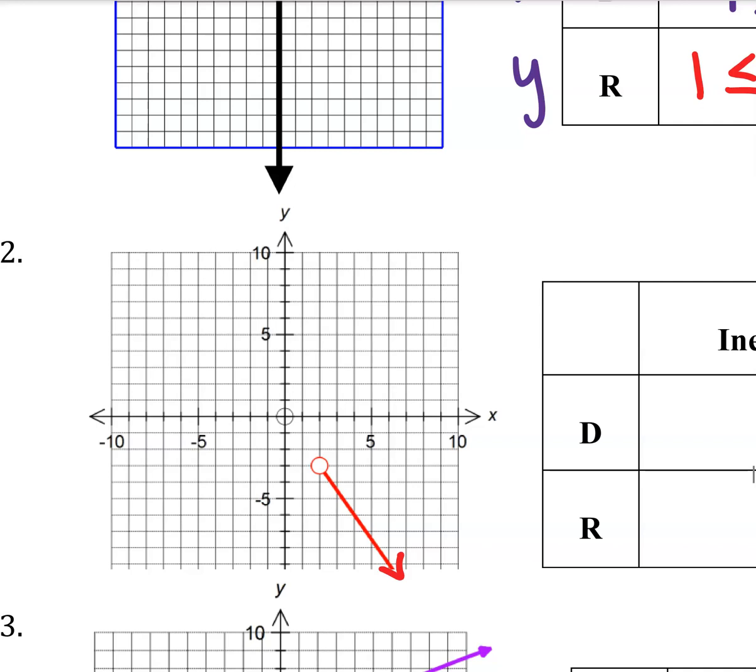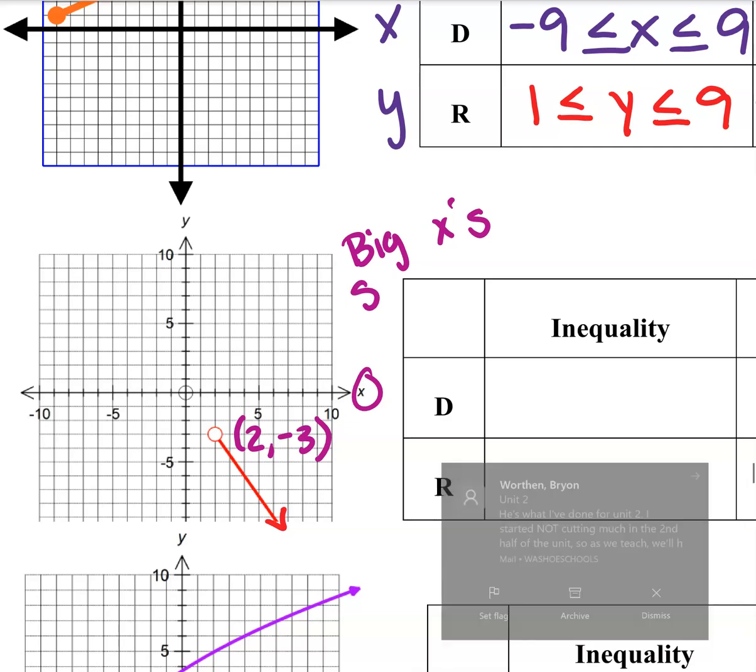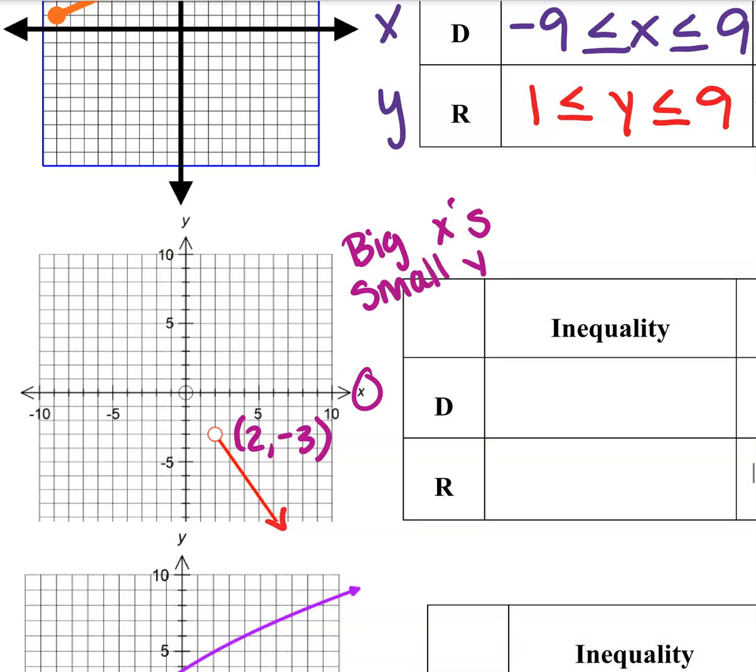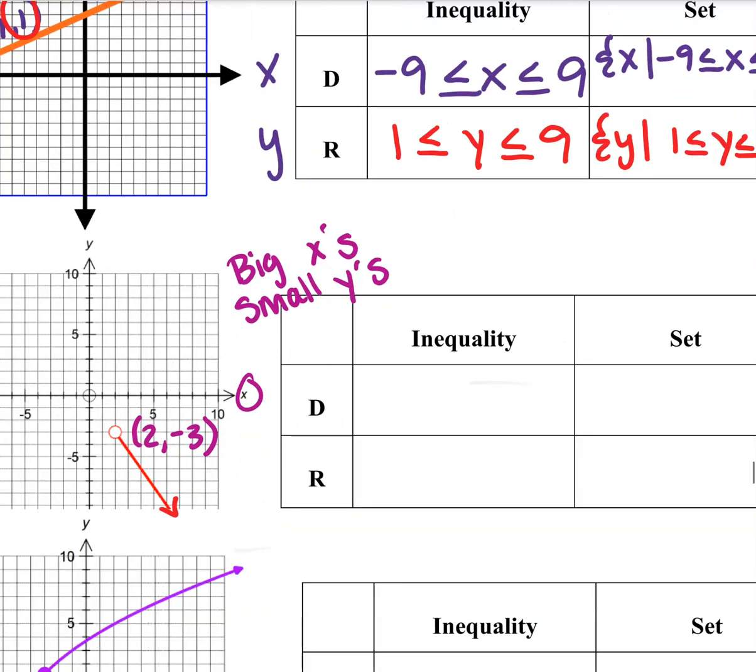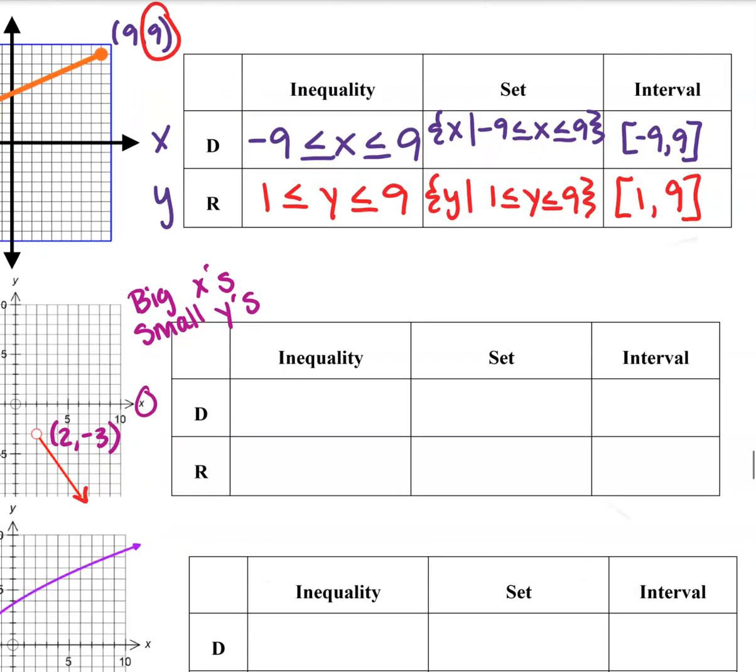So we have to think about what exactly is going on with our x's and our y's. This point right here is at 2, -3. I'm going to write that because that's going to be helpful for me when I'm doing my domain and range. So let's think about what the x's are doing. Yes, the arrow is pointing down, but that means it's going down and to the right, because here are the bigger x's and it's just going to keep getting bigger. So I have big x's, and I just said it's pointing down, so you might as well write small y's. Big x's, small y's.